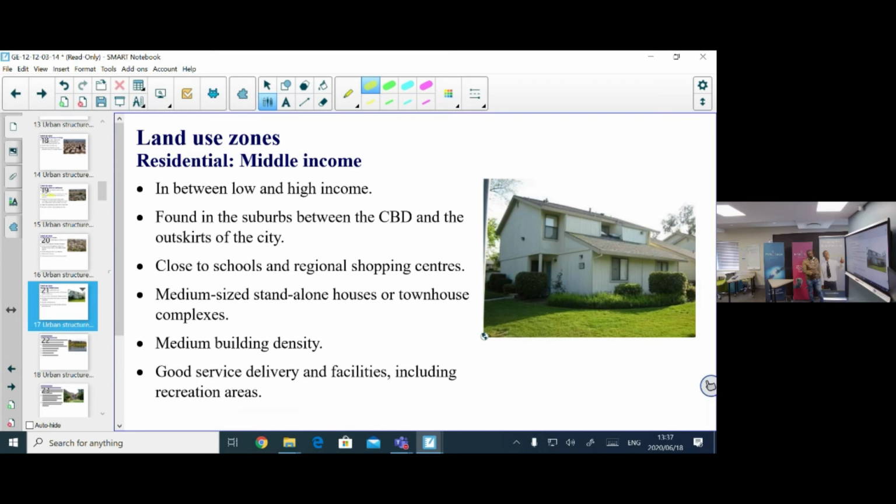Then we have the middle income. In between low and high income, found in the suburbs between the CBD and the outskirts of the city, close to schools and regional shopping centers, medium-sized stand-alone houses or townhouse complexes, medium building density, good service delivery and facilities, including recreational areas. So for these ones, we may give an example of places like Mondeor, areas around Southgate and so forth. You find that that's where you find these middle income houses.